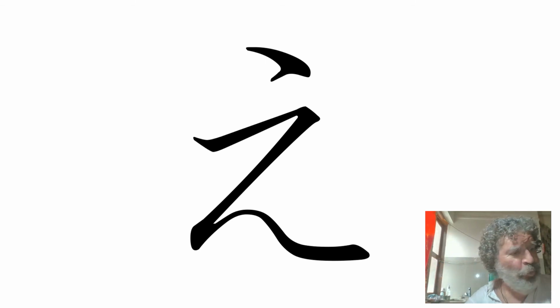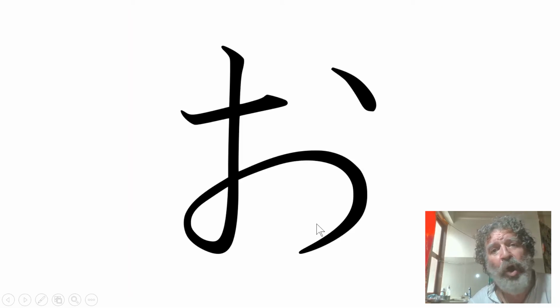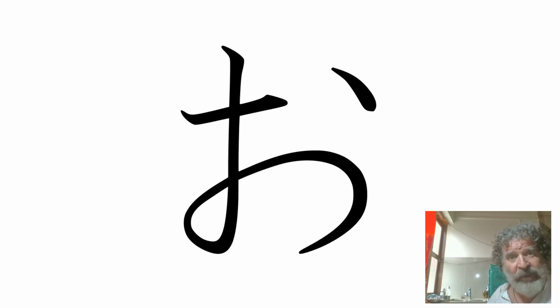A, E, U, E. And then finally, we have O. And as I showed you earlier, that's very much like the A. Both A and O have 3 strokes. However, the O only has 1 vertical stroke. The A had 2 vertical strokes, if you can recall that. A, I, U, E, O.